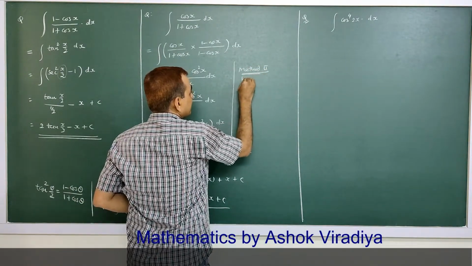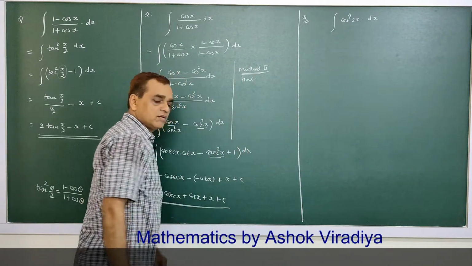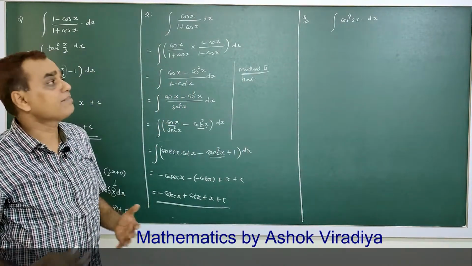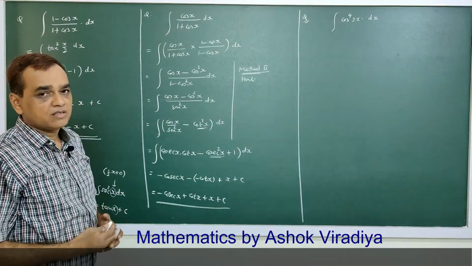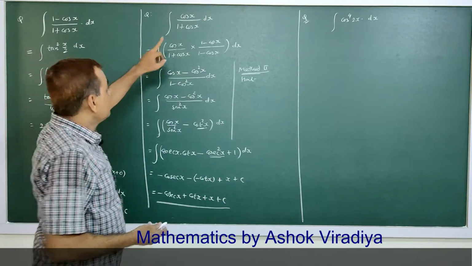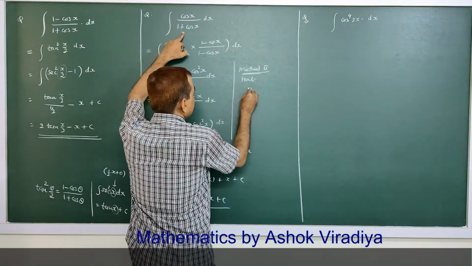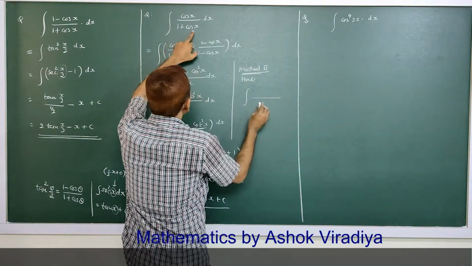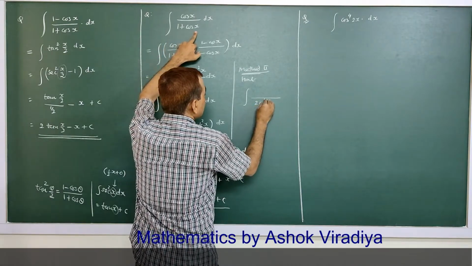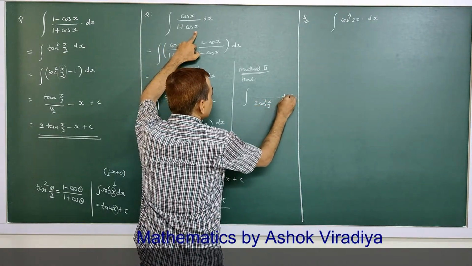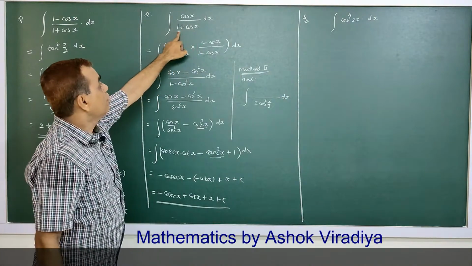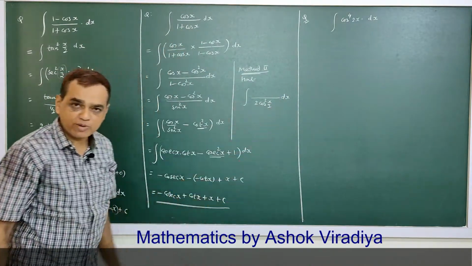I am showing a hint. There are so many questions which can be solved by many methods. This is 1 plus cos x. 1 plus cos x is 2 cos square x by 2.